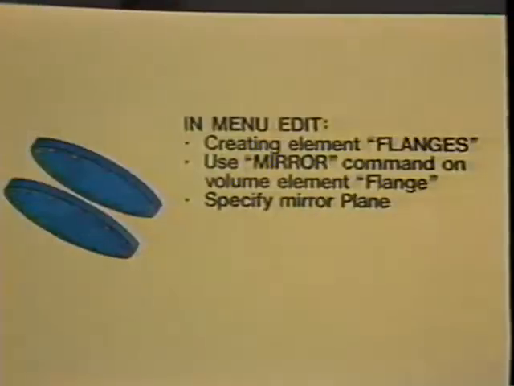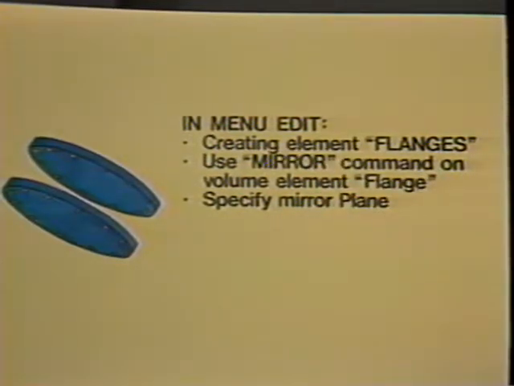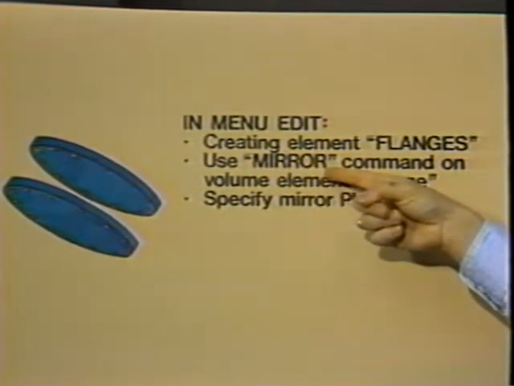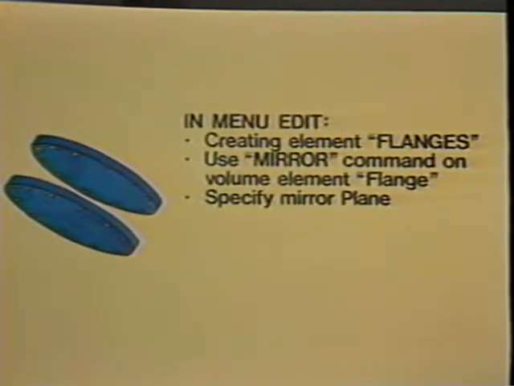The next step is to create two flanges. And you don't have to go back and make a new flange. All we have to do in the same plane is mirror the original flange, and we have two flanges now, as you can see here.